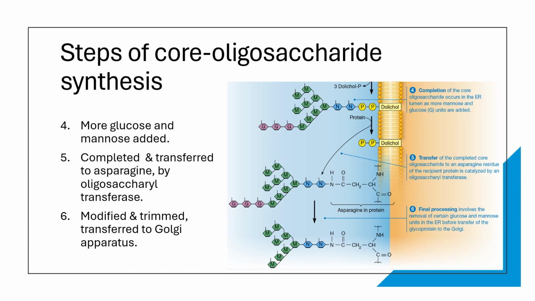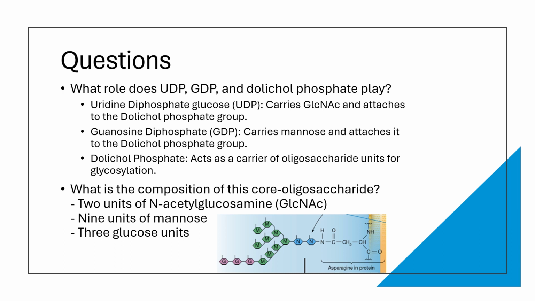Once it's back in the lumen of the ER, it adds more mannose and glucose units, and then the completed oligosaccharide is then transferred to an asparagine residue of the recipient protein. On this final step, the oligosaccharide is attached to a protein, trimmed and modified, and then sent to the Golgi apparatus. So for this presentation, there were a few questions that also needed to be answered.